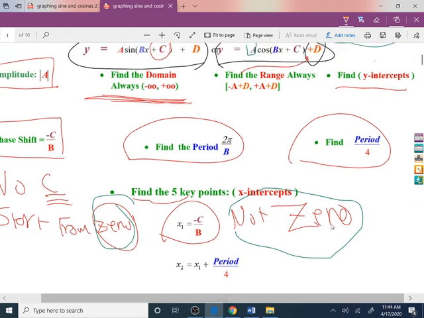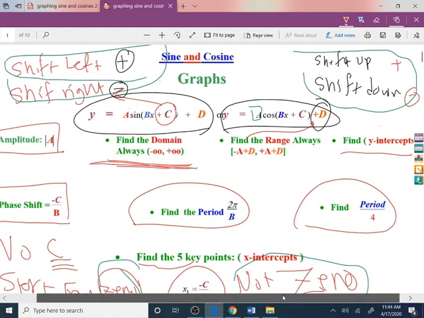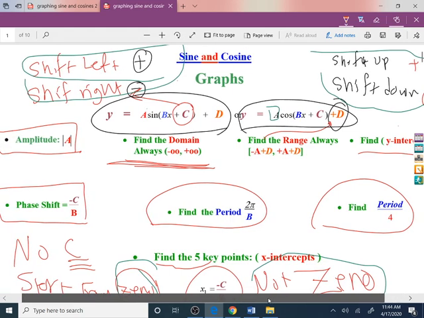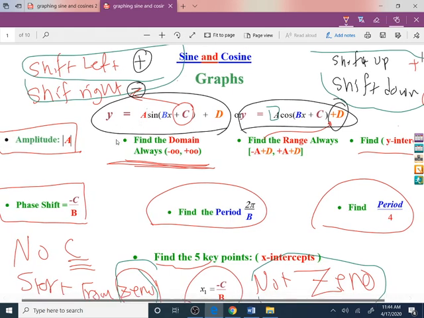What you have to find before you start graphing is all this. The amplitude is the absolute value of a. The domain is always negative infinity to positive infinity for sine and cosine. The range is negative a plus d to positive a plus d. Usually the small number comes here and the big number here. You add and subtract a from d. And you find the y-intercept.